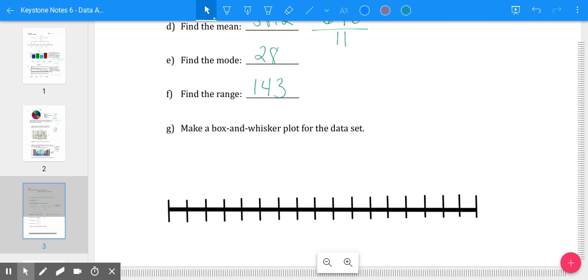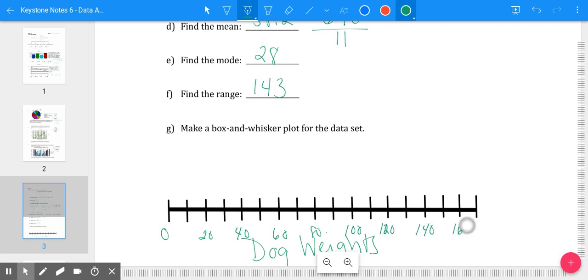Then the last thing they're asking to do here is create a box and whisker. First, I'm going to label that this is dog weights. And then I'm going to start at 0 and go up by tens. And then recall that if there would have been outliers, we would have graphed those as something special, like an asterisk or something that would look different than the rest of the data. But in this case, everything we can just use regular hash marks.